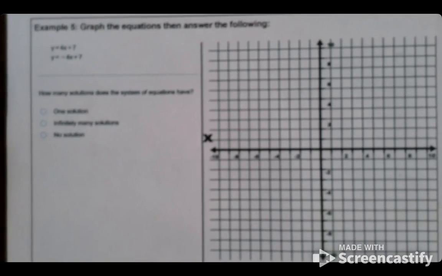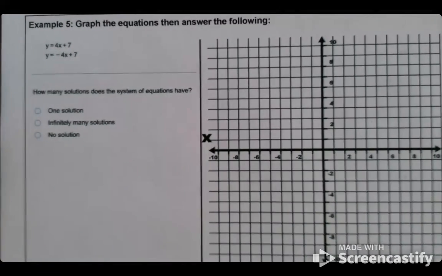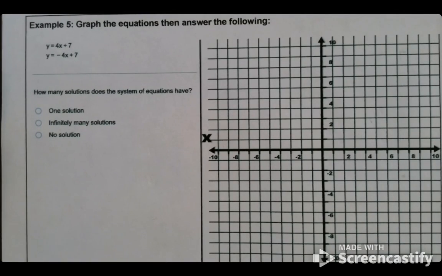Last page, I promise we're almost done. I want you to try number 5. If you already know the answer without graphing, great. If you don't, that's okay as well. Try it and then come back.